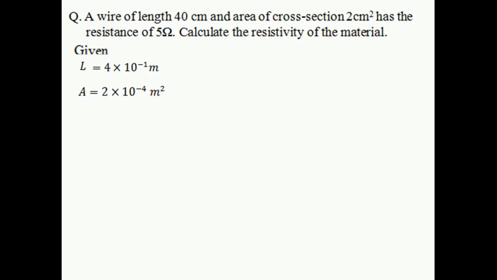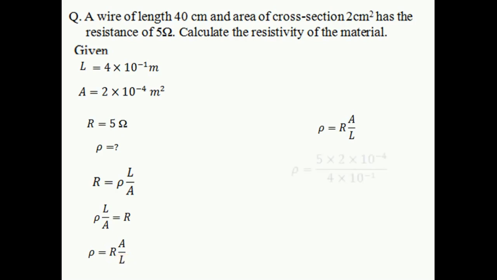Now we can solve it the same way we have solved before. Resistance is given, so I need to find the resistivity. This is the formula of resistance: R is equal to rho L by A. I'll flip the equation and write rho is equal to, this L will go down, A will go up, so resistivity is R A by L. Now I'll put the values. Instead of resistance, I'll put 5. Instead of area, I'll write 2 into 10 to the power minus 4. And instead of L, I'm writing 4 into 10 to the power minus 1.